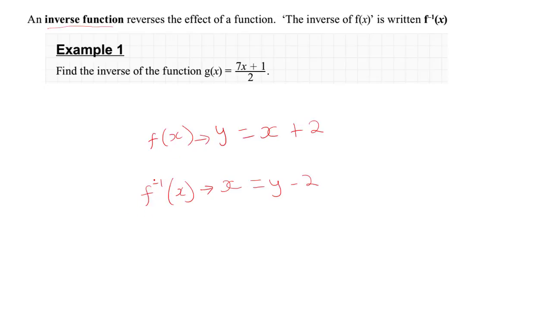So when it comes to the inverse, you're just basically doing the opposite. And in simple terms, you're just making x the subject. That's what you're doing. Okay. Now, let's look at example 1 properly.